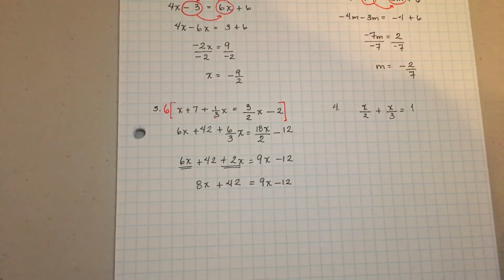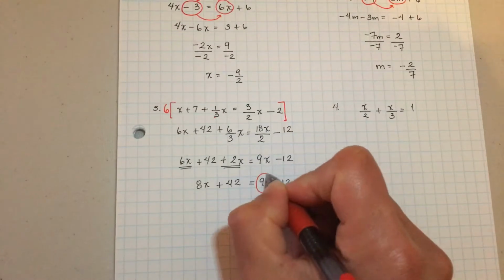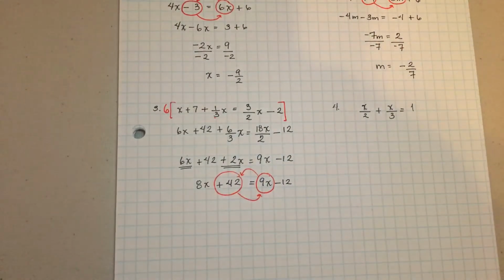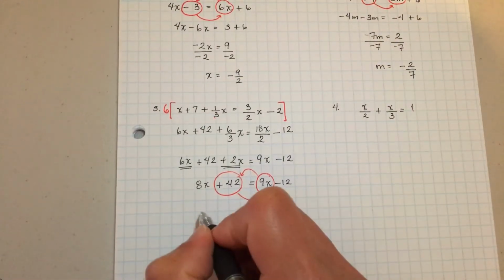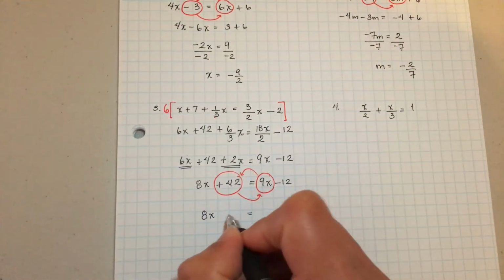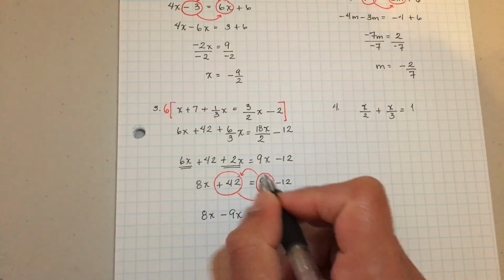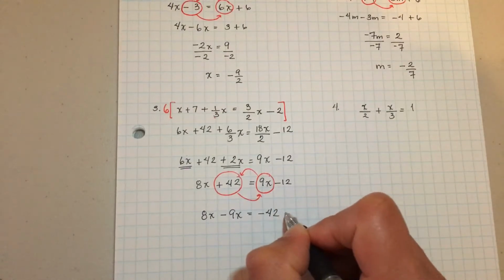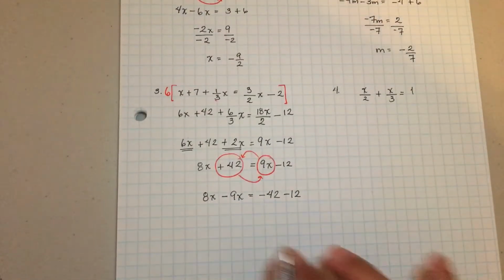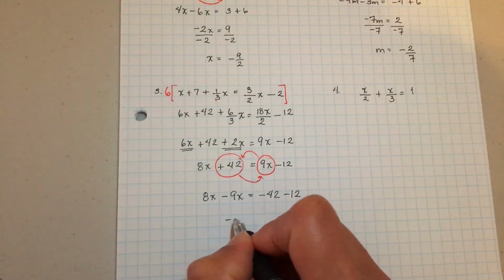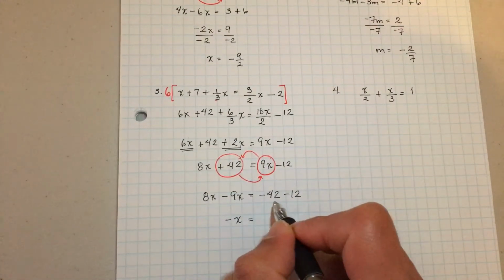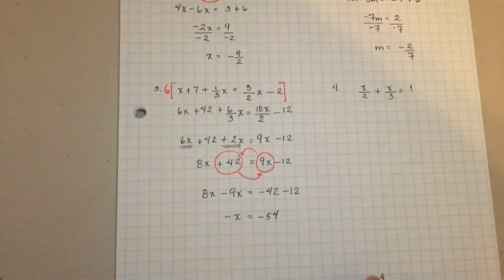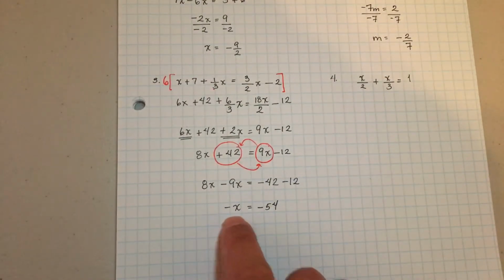And now, letters to the left, numbers to the right. So now we have 8x. The positive 9 becomes a negative 9. Positive 42 becomes negative 42 minus 12. 8 minus 9, be careful. That becomes a negative 1. Negative 42 minus 12, that becomes negative 54. Okay, now you cannot leave the negative with the x, so you're going to have to divide.